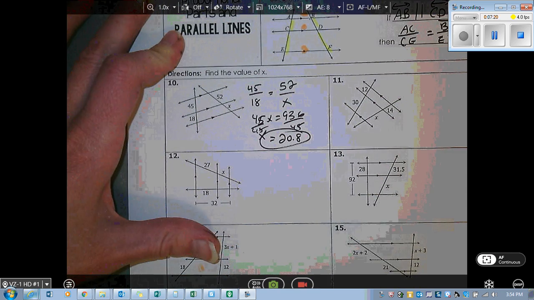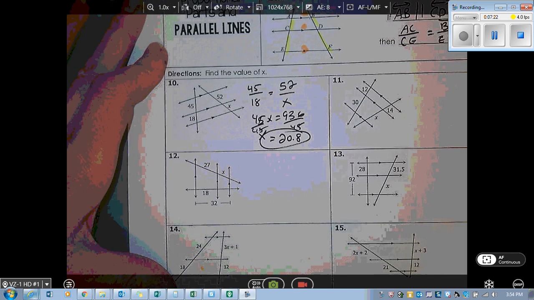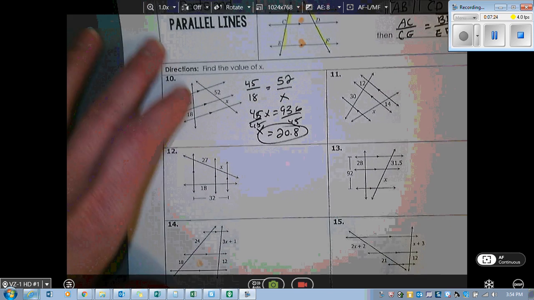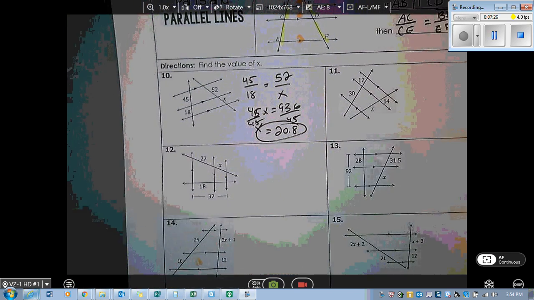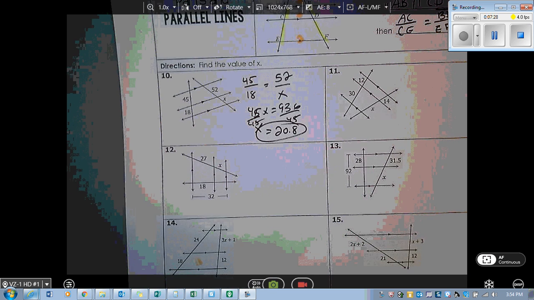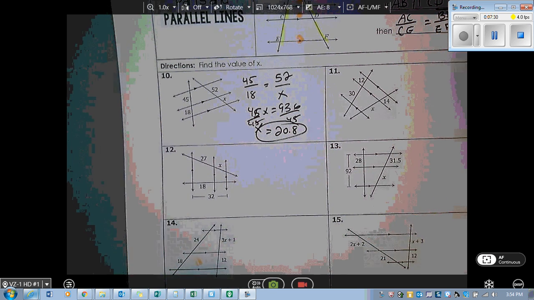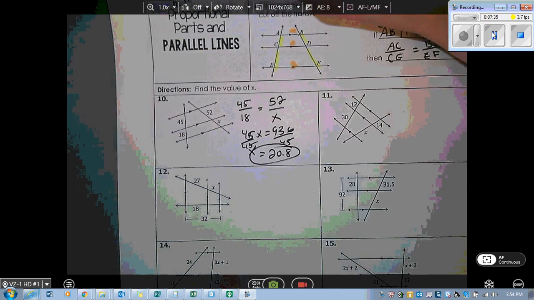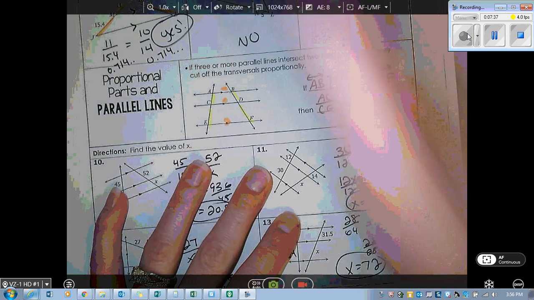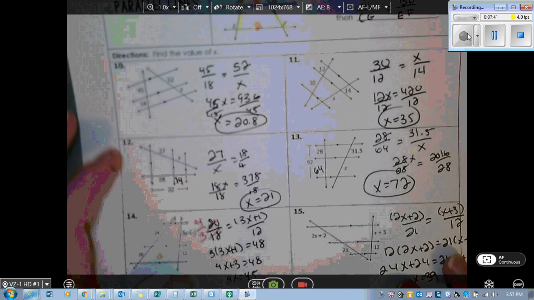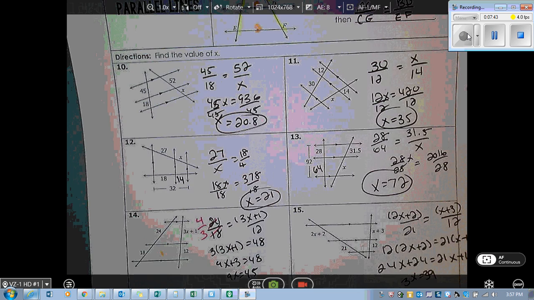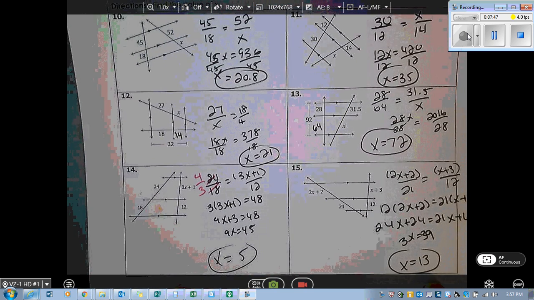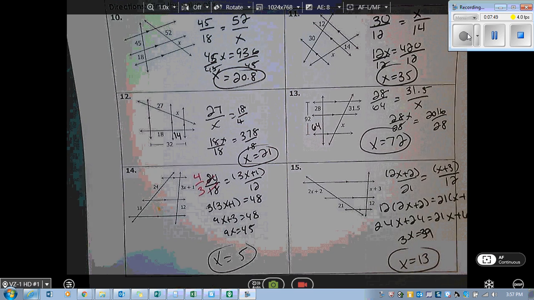Alright, so what I want you to do is solve 11 through 15, pause the video, and then start it back up when you are ready and check your answers. Alright, so pause the video now. Alright, you should have paused the video, and here are our answers. 11 is 35, 12 is 21, 13 is 72, 14 is 5, and 15 is 13.